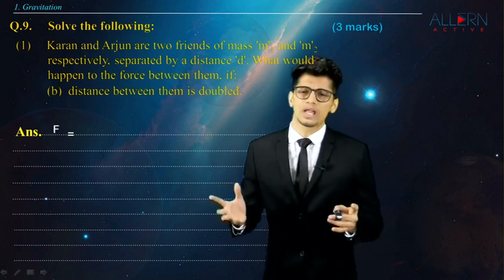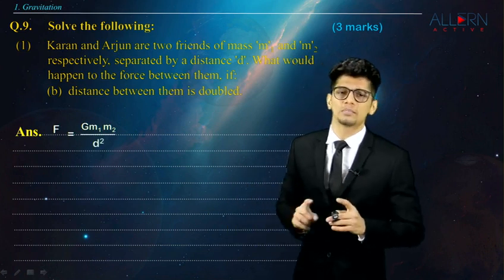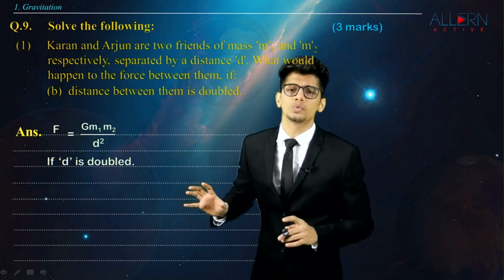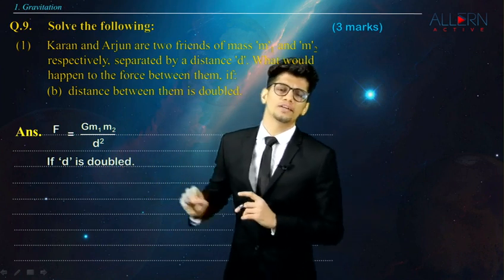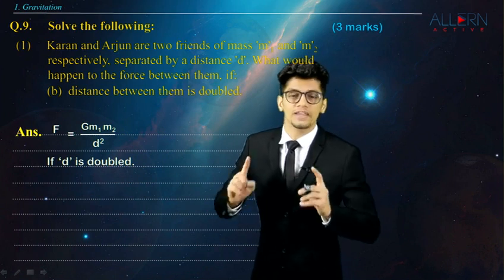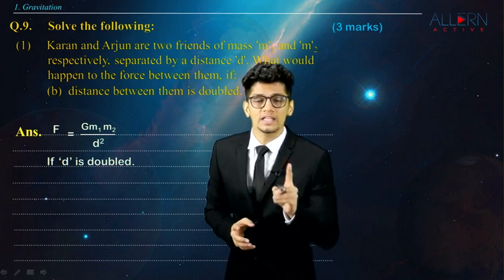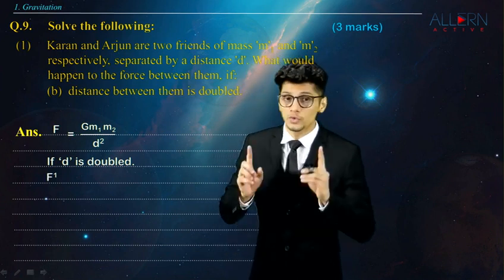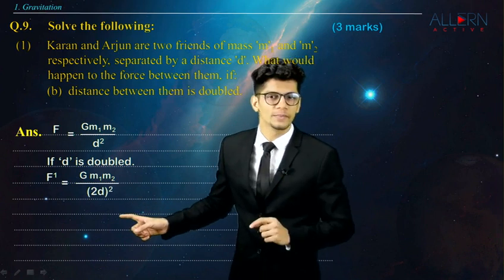Initially F is equal to capital G m1 m2 upon d square. But now since the distance is doubled, so in the equation number 1, what we'll do is, G m1 m2 remains as it is. We need to change only the value of d. But here we have d square. That is why we need to put 2d the whole square. 2d the whole square. If we do not put the whole square, the whole sum will be wrong.